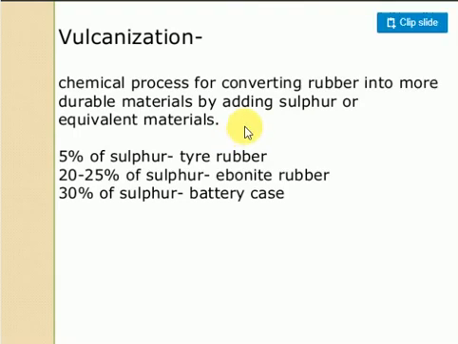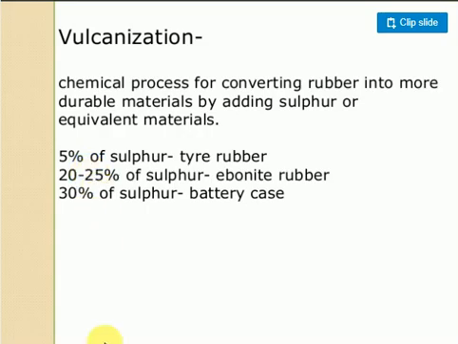Generally natural rubber is soft and flexible only. They cannot use it for regular purposes where strength is needed. So I am adding 5% sulfur for making tires. You remember general tires, cycle tires, 5% sulfur they will add. 20 to 25% of sulfur for ebonite rubber, because it is molded rubber, and 30% for battery cases. So by adding sulfur, they prepare vulcanized rubber.